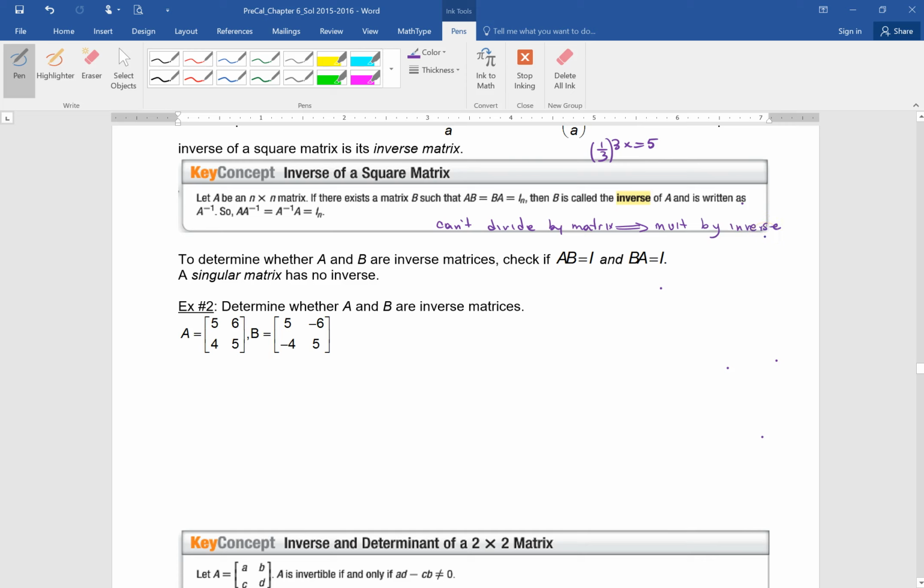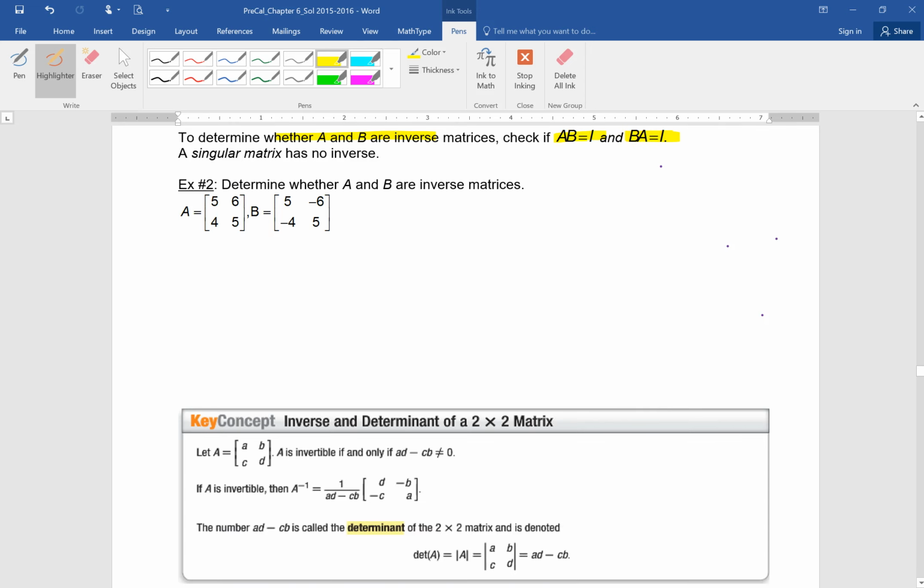Okay? Now, we write the inverse matrix as A inverse like this. And the way it works is if you have A times A inverse, and if you have A inverse times A, both cases give you the identity matrix. All right? So to determine whether A and B are inverses, check if A times B equals I and B times A equals I. All right? So let's see here if A and B are inverses.